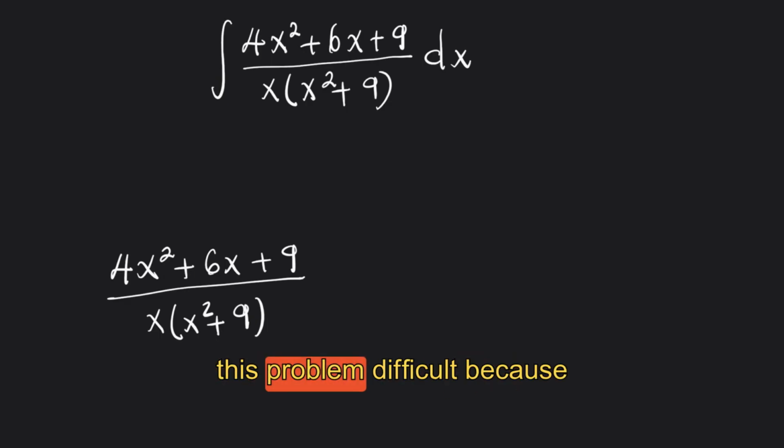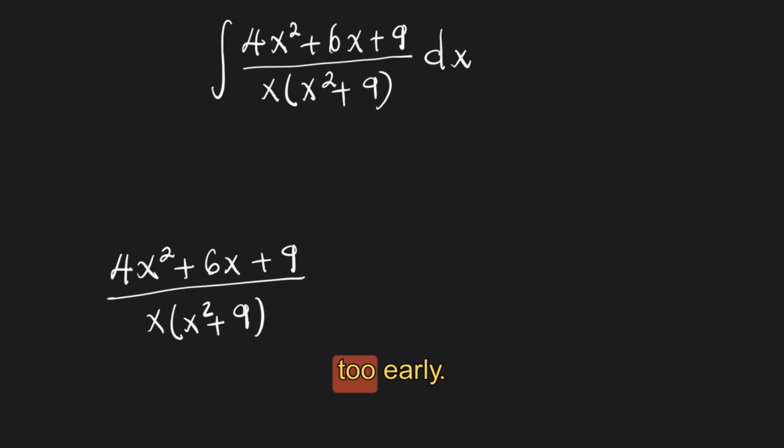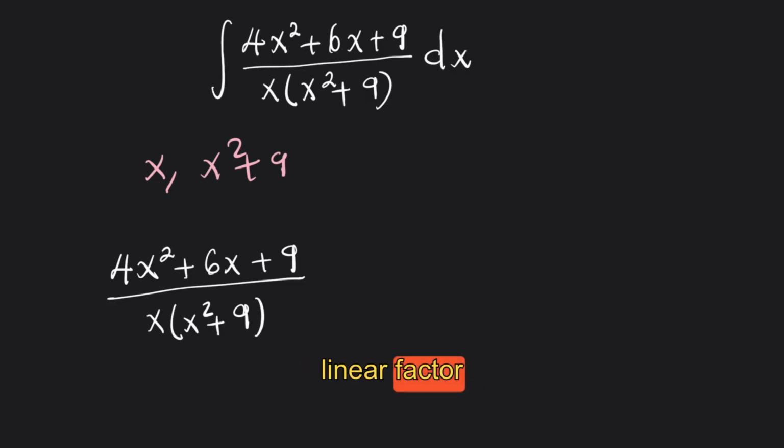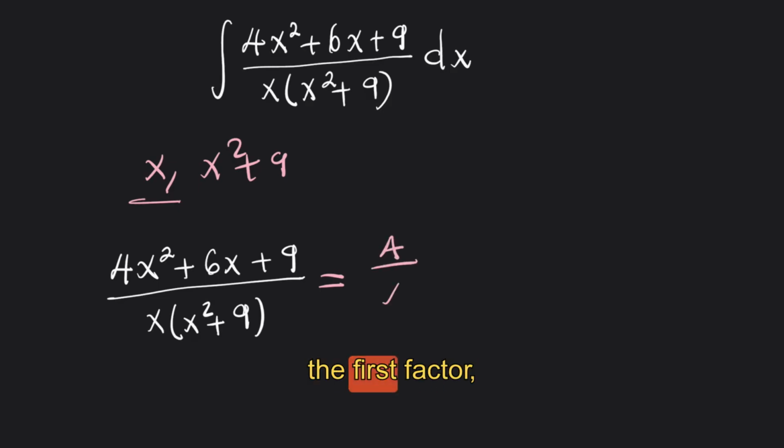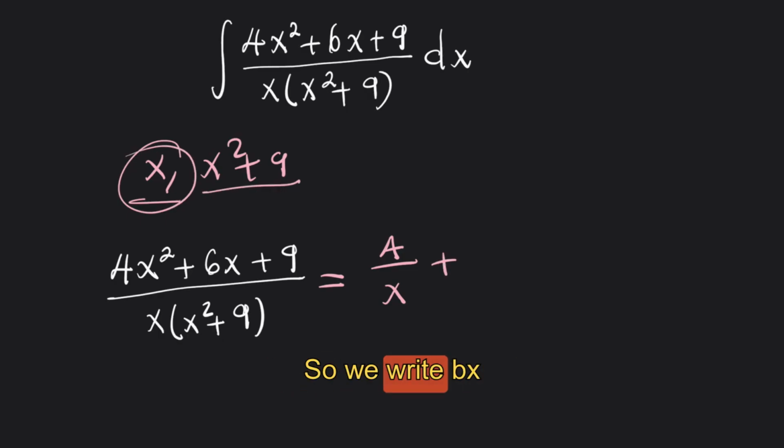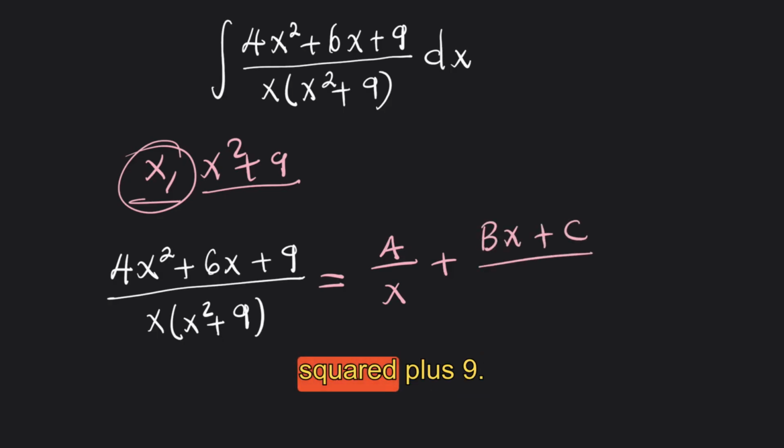Most students make this problem difficult because they split the fraction too early. First of all, you need to look at the denominator. So observe that we have x and x squared plus 9, which means that we have a linear factor and a quadratic factor. So we can write this expression by writing A over x for the first factor, then plus the second factor, which is a quadratic factor, so we write Bx plus C over x squared plus 9.